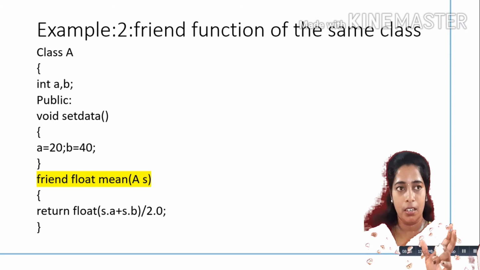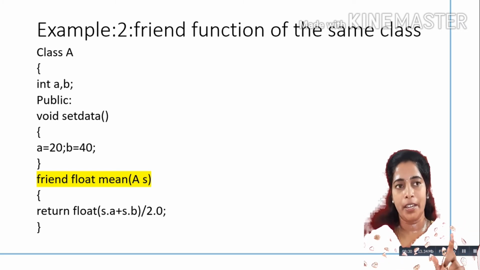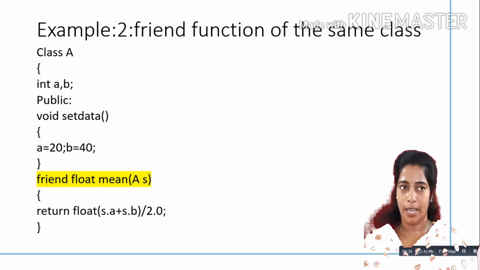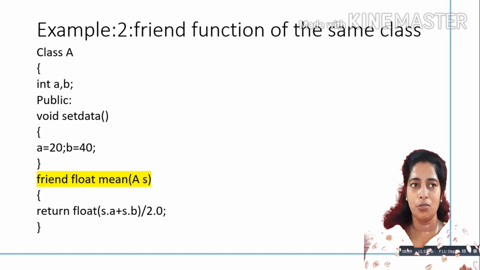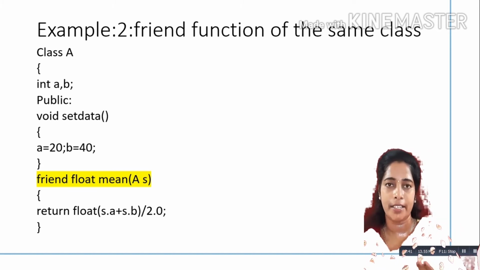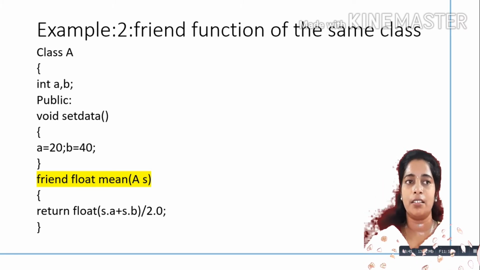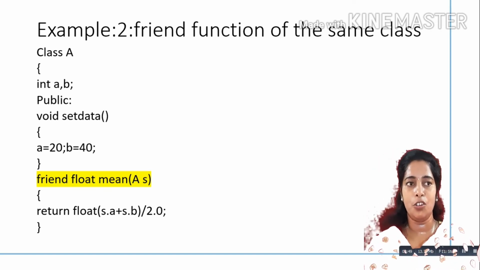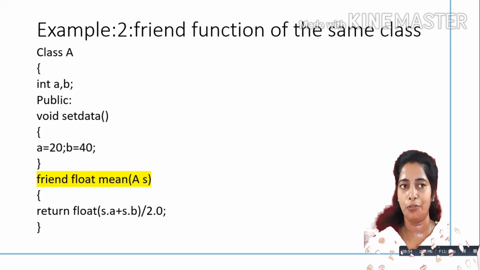This is the syntax. So we have to pass the object as argument. A is the class name. S is the object of the class A. Since it's an object-oriented programming language, we can use any variable names, but it takes a specific meaning. Since S comes after A, S is the object of class A. Then you see we are just calculating S.a plus S.b divided by 2. We are just calculating the mean of two numbers.